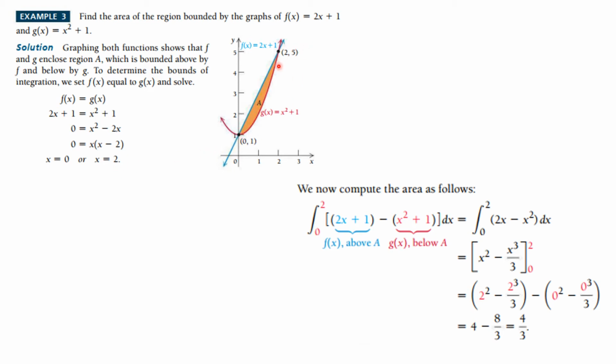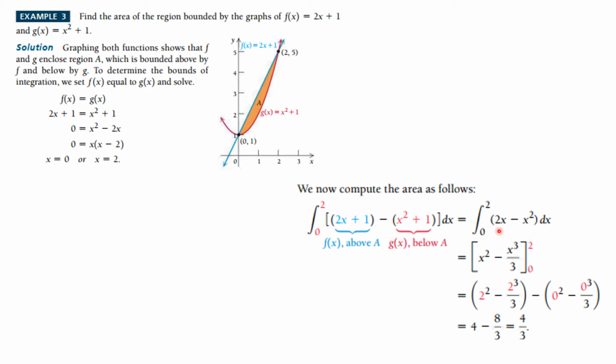And from the picture, again, you do want to draw these pictures, you can tell who is on top, so the f is on top. So the area is computed by taking the definite integral from 0 to 2 of the top function minus the whole of the bottom function. And this is a mistake many students make. So this is minus the whole of the bottom function. It can be simplified to this.